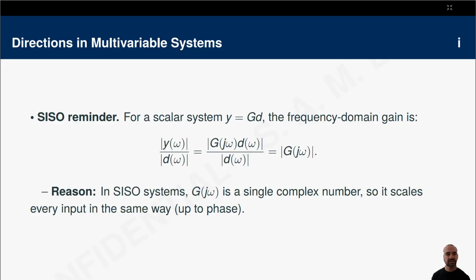For a scalar system y equals G d, the frequency domain gain is Y(omega) over D(omega), which equals G(j omega) D(omega) over D(omega), and that is G(j omega). So I'm just simplifying the ratio of the magnitude of Y(omega) over D(omega), and we got this G(j omega) at a certain omega again.